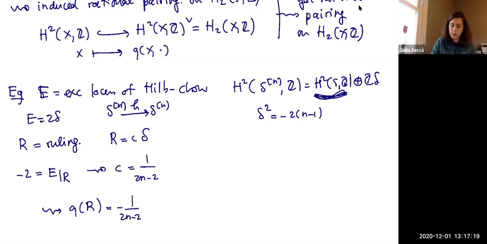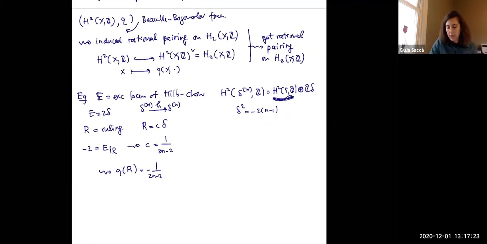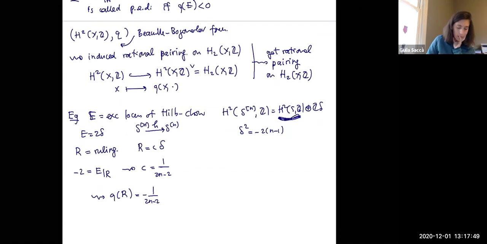Okay, so this is just an example, but of course the whole study of exceptional divisors will be played with this sort of exceptional divisor. It turns out it'll be uniruled, the class of the ruling, and the numerics of the exceptional divisor and of the ruling itself.